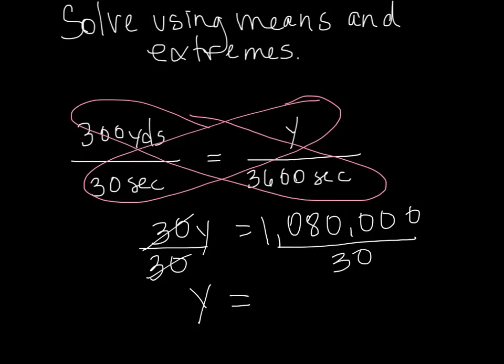1,080,000 divided by 30 is, are you already punching it into your calculators? It is 36,000 yards in 1 hour. Good work, good work.